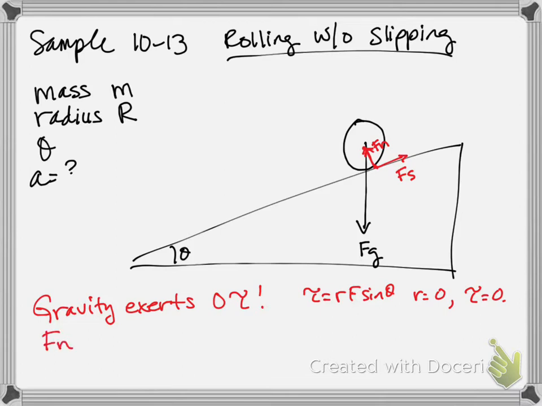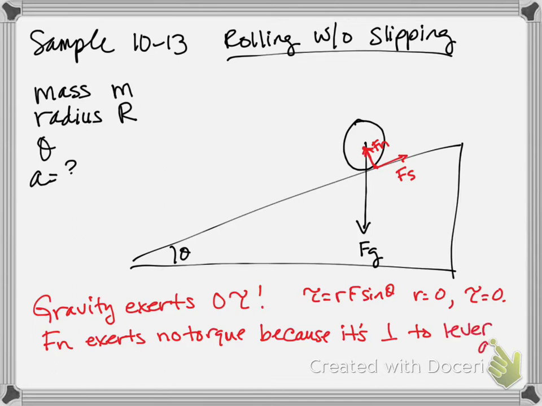The normal force exerts no torque because it's perpendicular to the lever arm. Now I didn't draw the radius in, but you can, because I think that would make it messy, but the radius vector starts at the center and goes towards the surface. So the normal force is parallel or anti-parallel, if you will. Whether you think of it as 0 or 180, it doesn't matter. The sine of that angle is 0. So there's no torque exerted by the normal force.